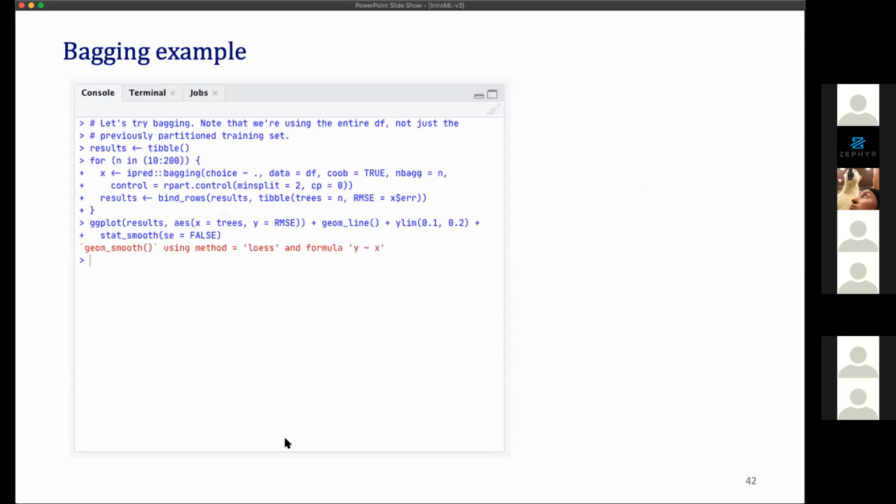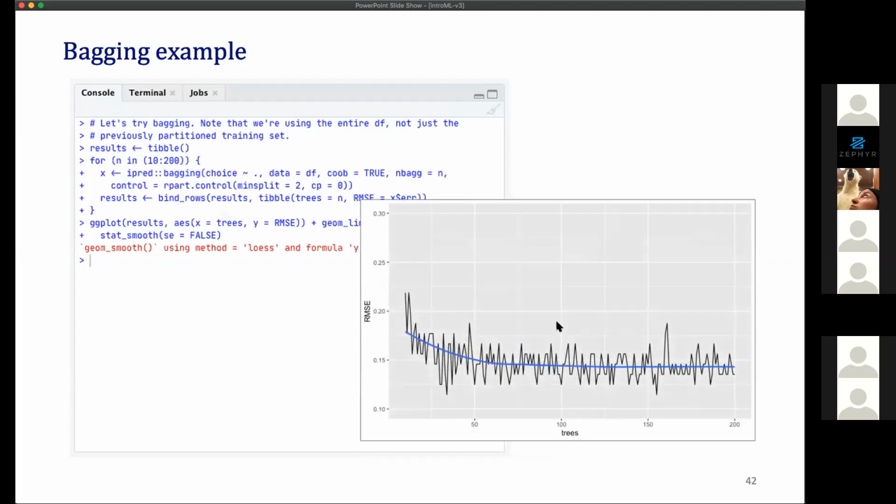So in bagging, I'm going to further take my data and run it through bagging. And what you see here is that I'm going to build a bunch of bagging experiments, and I'm going to vary from 10 to 200 the number of trees that it will build in each run of the bagging. And I'm going to save the RMSE results from it, and I hope to see a decline in error as the bagging proceeds. And indeed, I do.